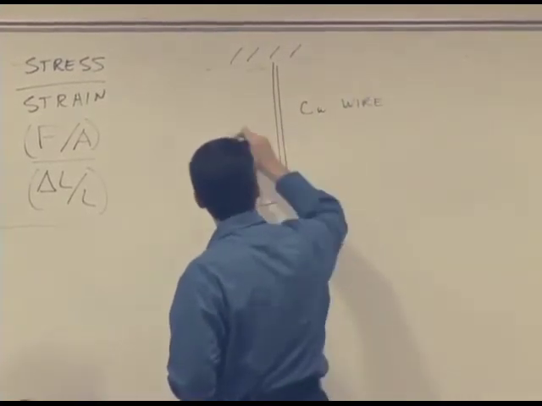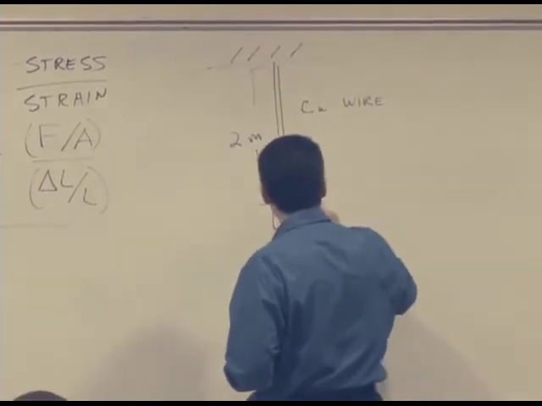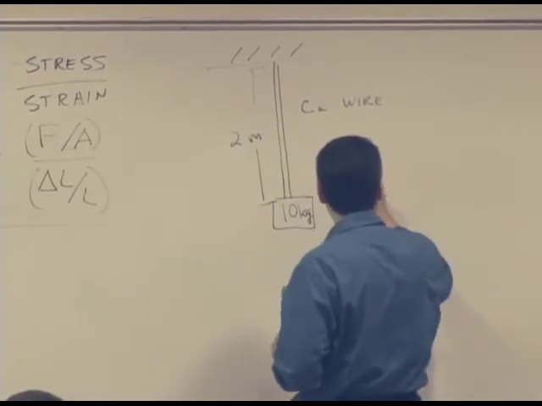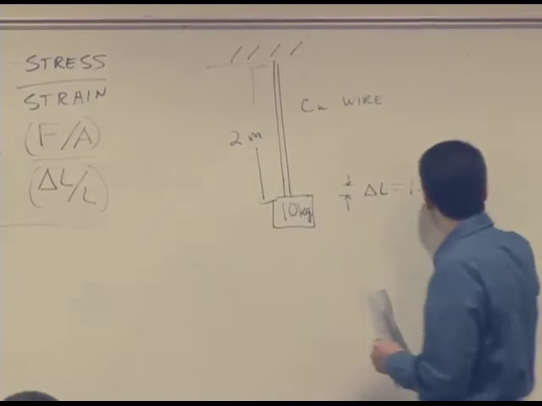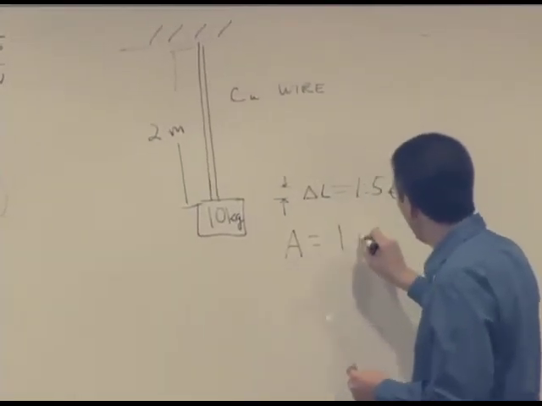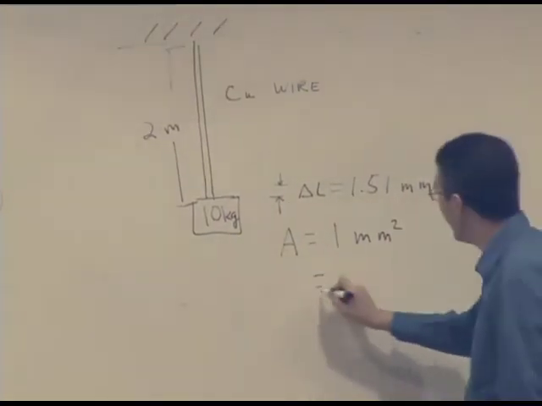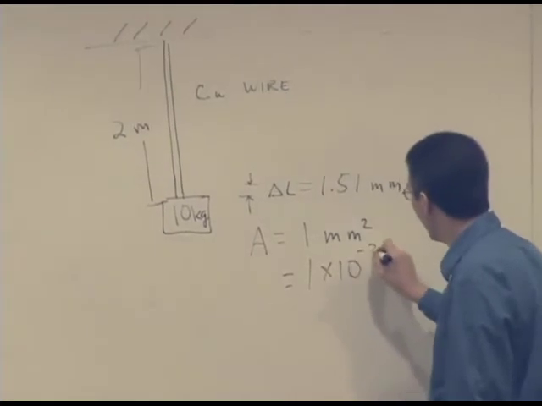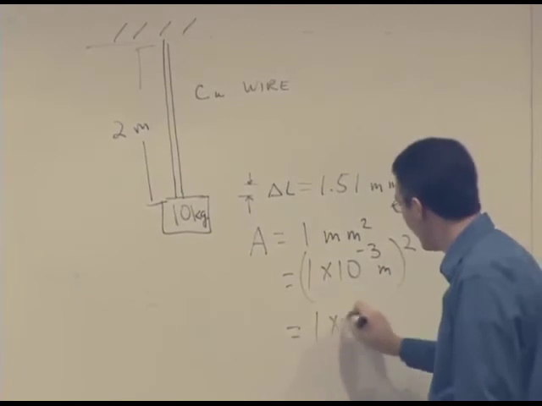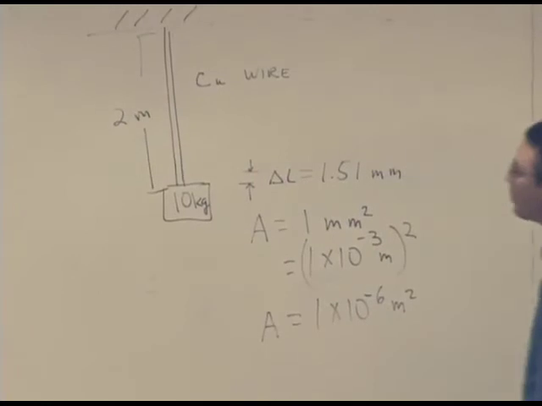The original length was 2 meters. We had 10 kilograms hanging from the end, and the stretch, delta L, was 1.51 millimeters, and the cross-sectional area was 1 square millimeter. Okay, so I need to convert that. I need to say this is 1 times 10 to the minus 3 meters quantity squared, or 1 times 10 to the minus 6 meters squared would be the cross-sectional area.